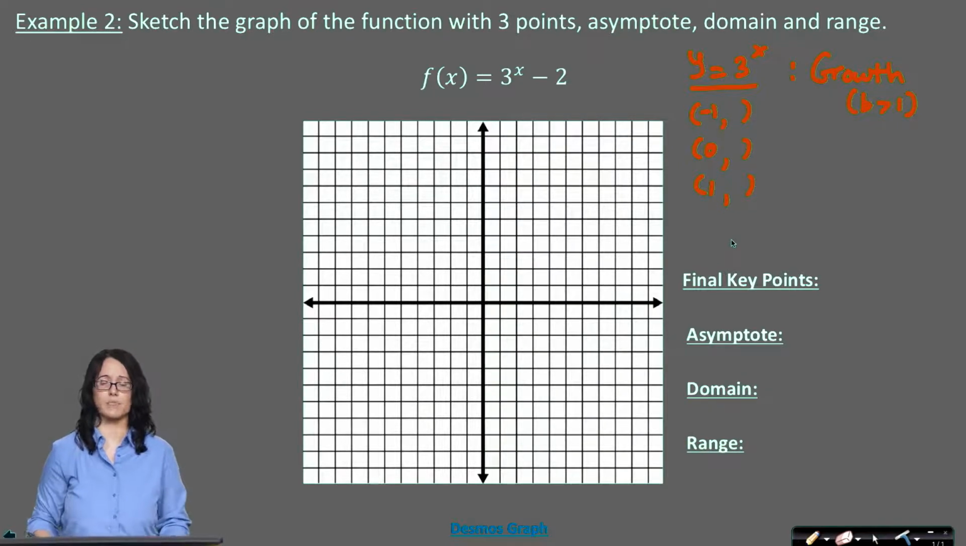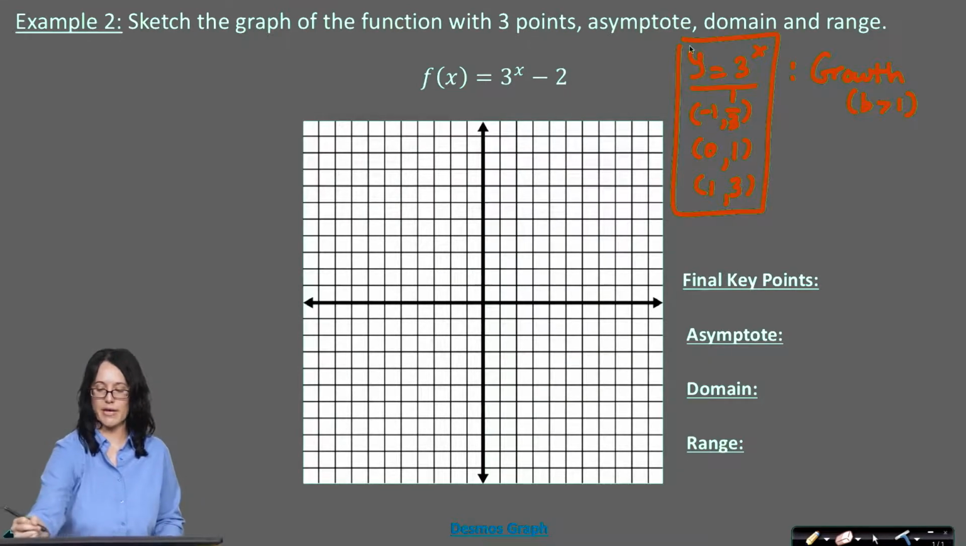What would our outputs be originally before we incorporate the transformation? Yep, it would be 1 over my base, so 1 over 3. It would be 1, and it would be my base itself. So 1 over base, 1, and my base. Okay. That's the original situation.